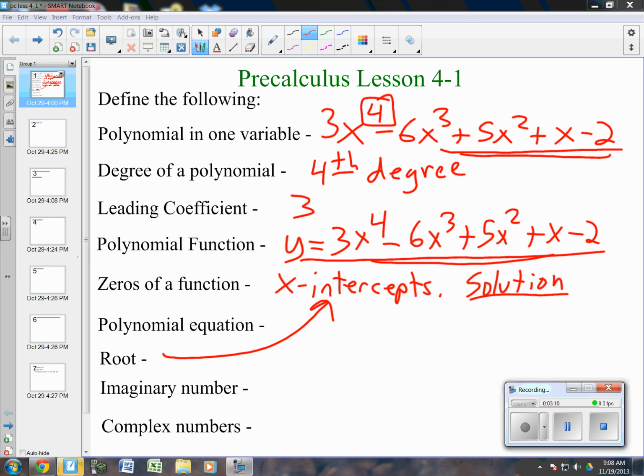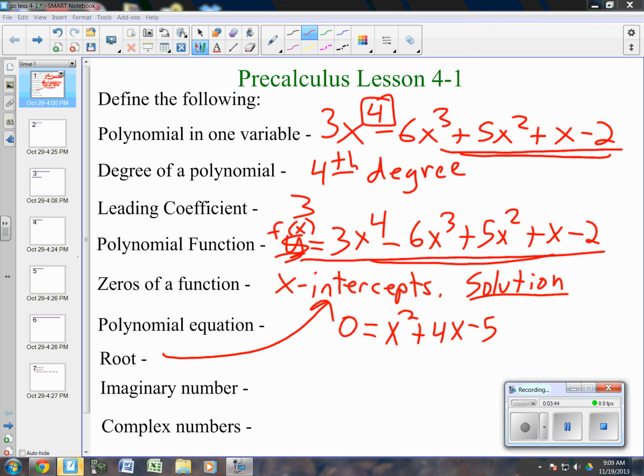A polynomial function has a y equals or an f of x. A polynomial equation that we usually think of would be something like this, where we set it equal to 0. Whenever you set it equal to 0, you're trying to find the solutions or the x-intercepts, and you replace y with 0. That's what we mean by a polynomial equation.